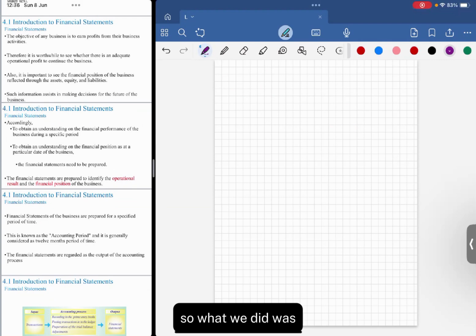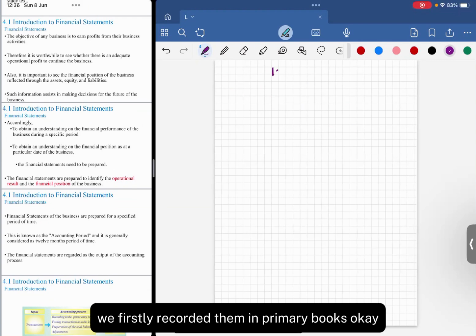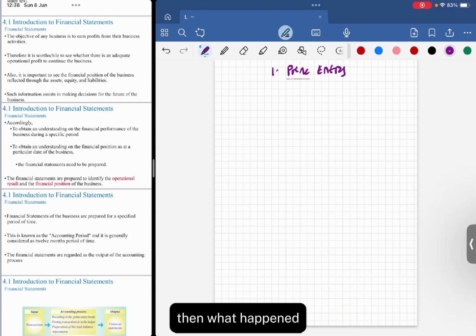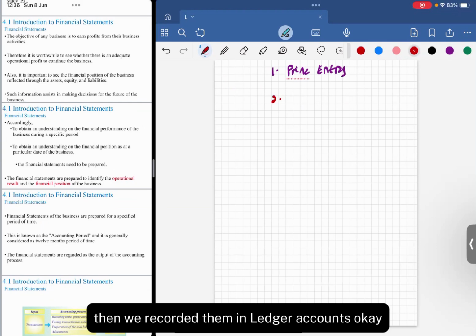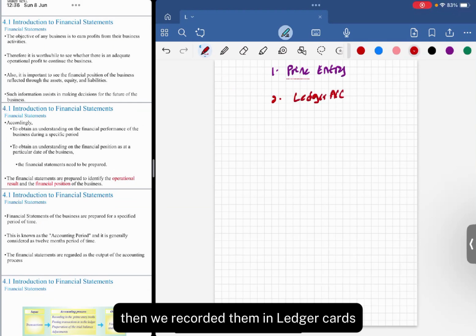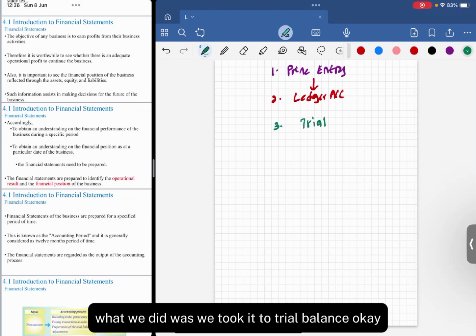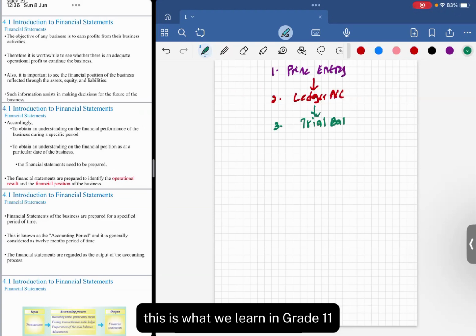So what we did was we firstly recorded them in prime entry books. Then we recorded them in ledger accounts. Then finally, we took it to trial balance. This is what we learned in grade 11.